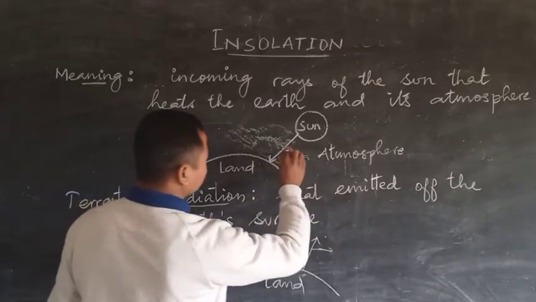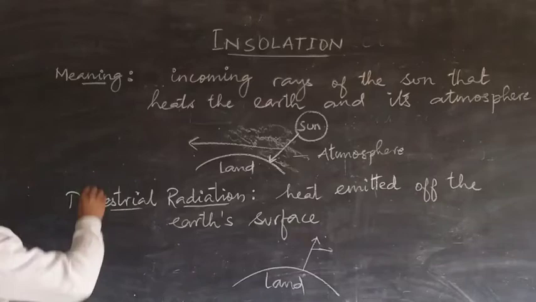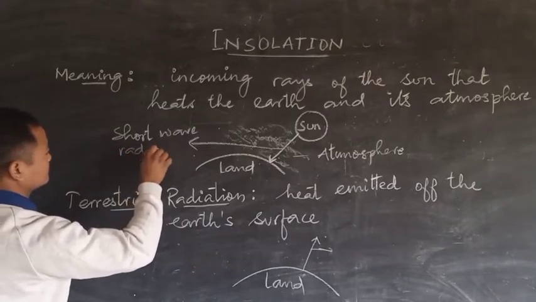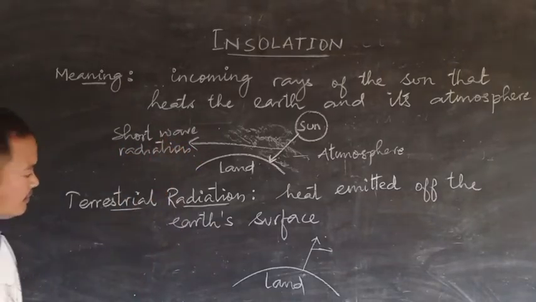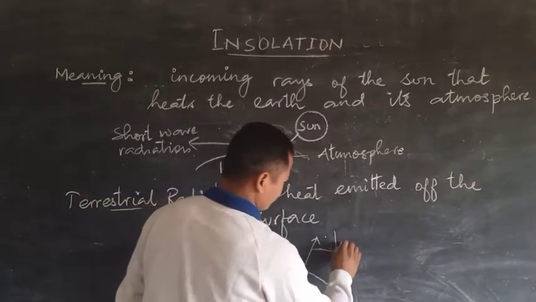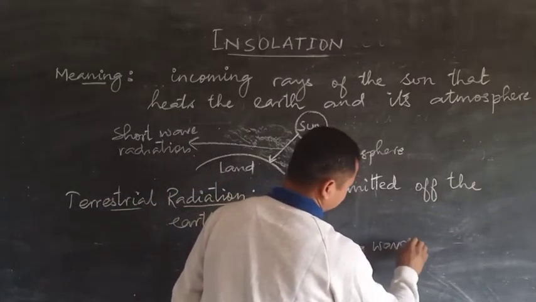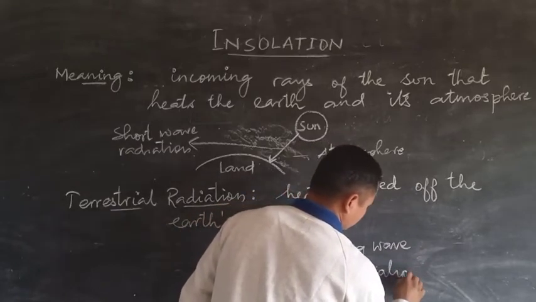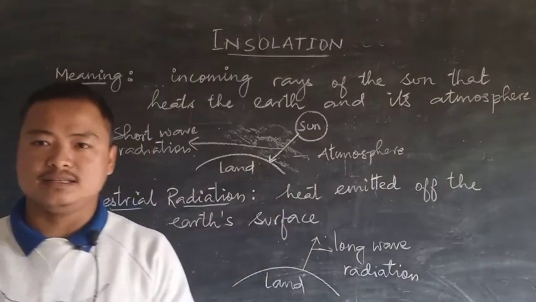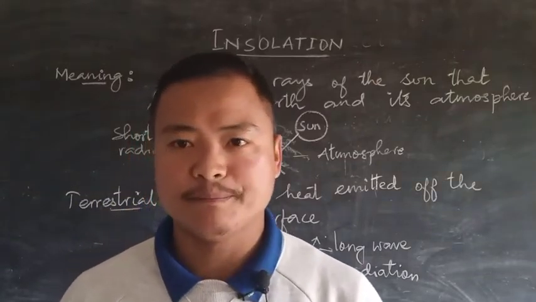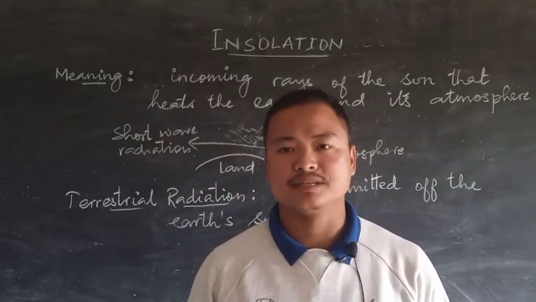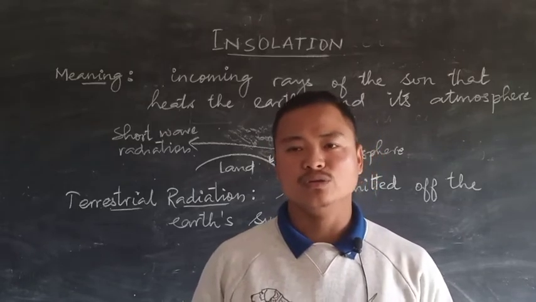Here the amount of heat that the earth receives in the form of insolation is known as short wave radiation. And after the earth is heated, the energy that it releases is known as long wave radiation. This long wave radiation is also known as terrestrial radiation, as here terrestrial refers to the surface of the earth. So this is about the insolation that we discussed. This helps in increasing the temperature of the earth's surface and thereby also releasing the heat.